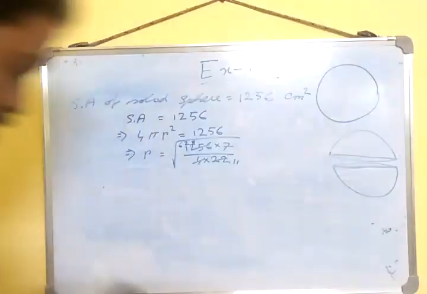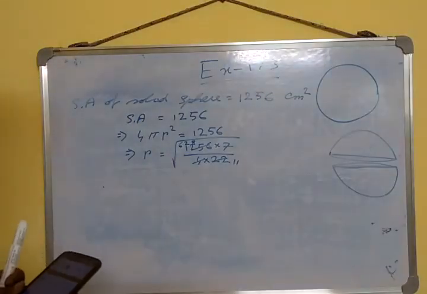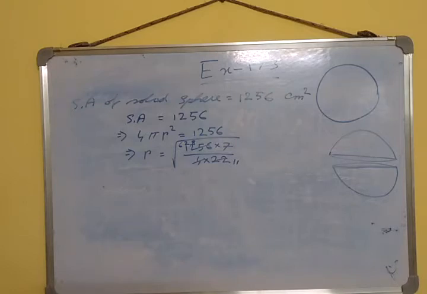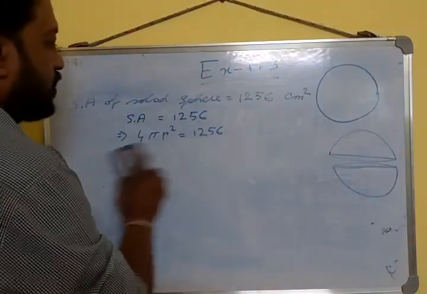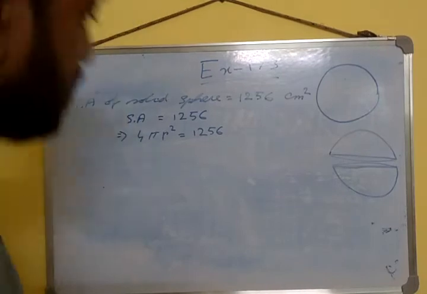Okay, let's check so that we can understand. 1256 into 7 divided by 88. It is not coming actually. It is coming in decimals. Okay, so let's not do the step jump. Do it simply.